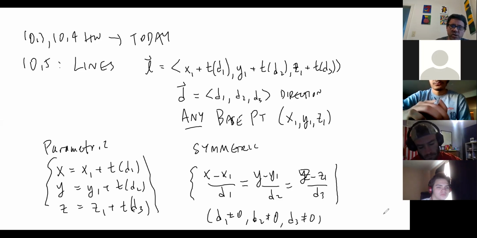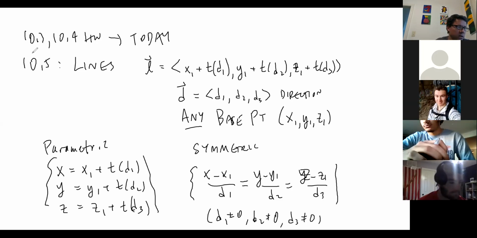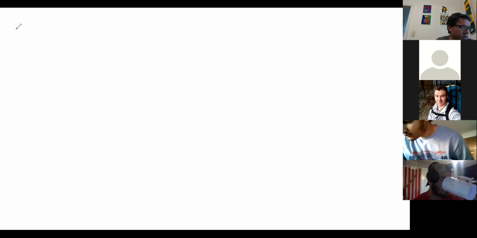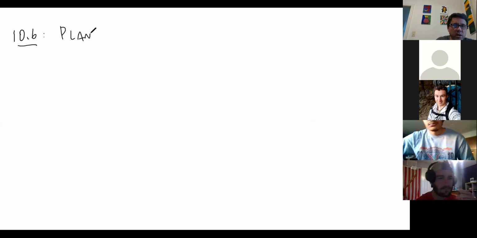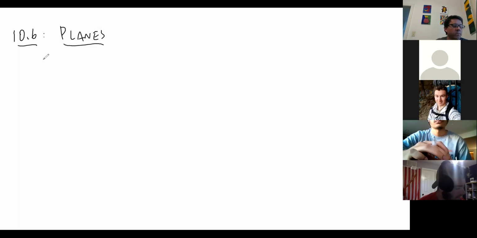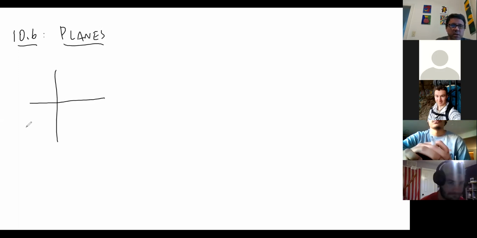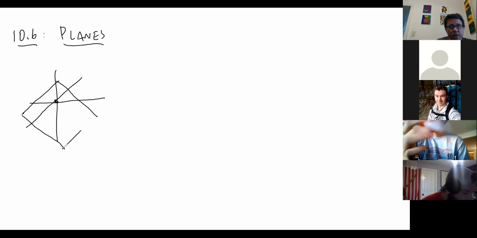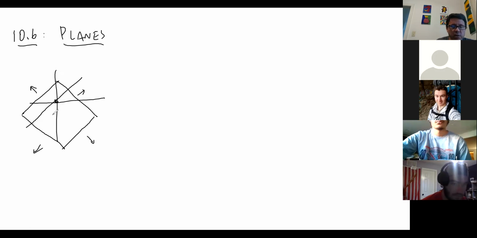So you might ask, why can't I just do y equals mx plus b? The answer is in the last section of the book, 10.6, which is on planes, not airplanes. A plane is any 2D flat surface that goes through 3D space, and it can be difficult to draw, so we usually just slant them. They go in all directions, but we usually just draw a square or a rectangle.